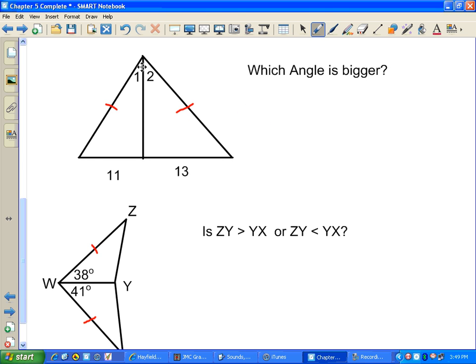Here, I've got two triangles. I've got one side that's marked as being congruent, but I can mark another side as being congruent also, because of the reflexive property. And I can see that this side here, the one that's opposite angle 2, is larger than the side that's opposite angle 1. Since 1 and 2 are included angles, and 2 has the longer side, 2 must be spread out farther than angle 1. So that means that angle 2 is going to be larger than angle 1.